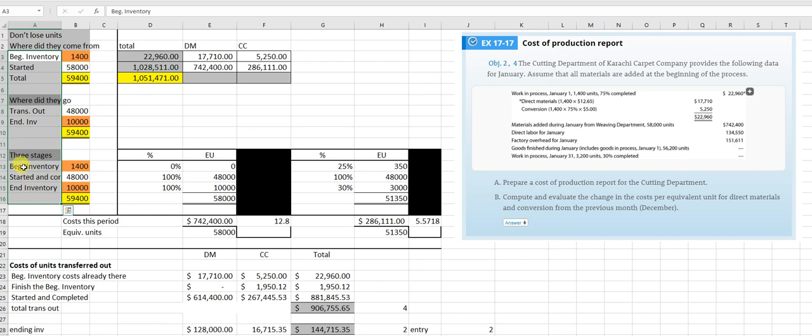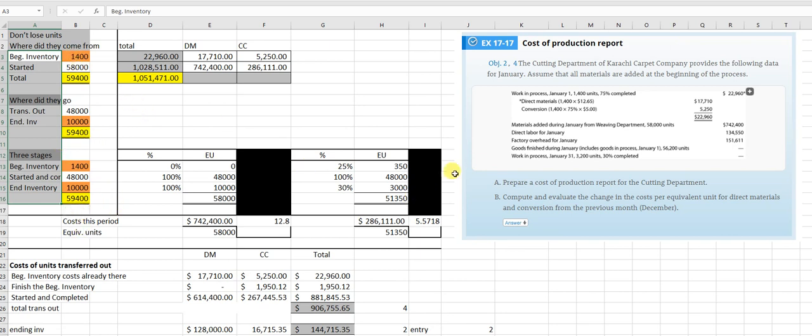In other words, beginning inventory is completed but not started. These are started and completed, and ending inventory is started but not completed. So again, there's 3 stages. I need to finish beginning inventory, I've started and completed some, and I need to start some that I don't get finished. All right, so before I deal with anything, I'm just going to not lose units.